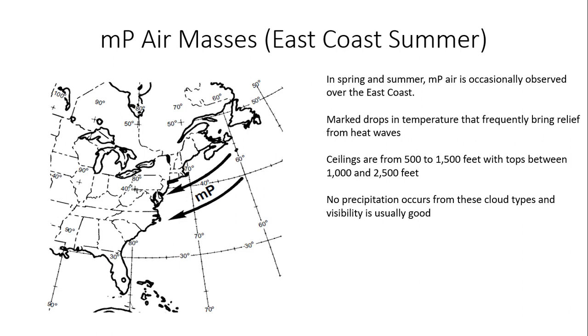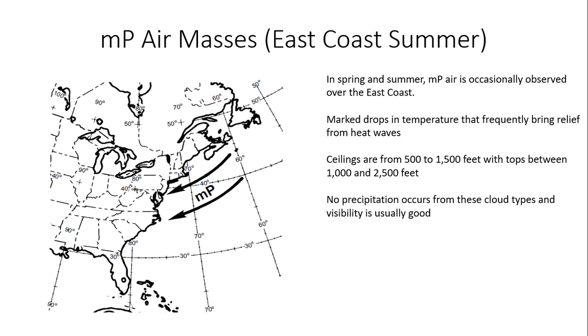Generally, with a maritime polar air mass with this type of trajectory off the North Atlantic waters, you have marked drops in temperature that frequently bring relief from heat waves with these backdoor cold fronts. And again, I will tell you from experience that it's a refreshing change if you get a wind shift from the southwest to the northeast with this maritime polar air moving in off the Atlantic.